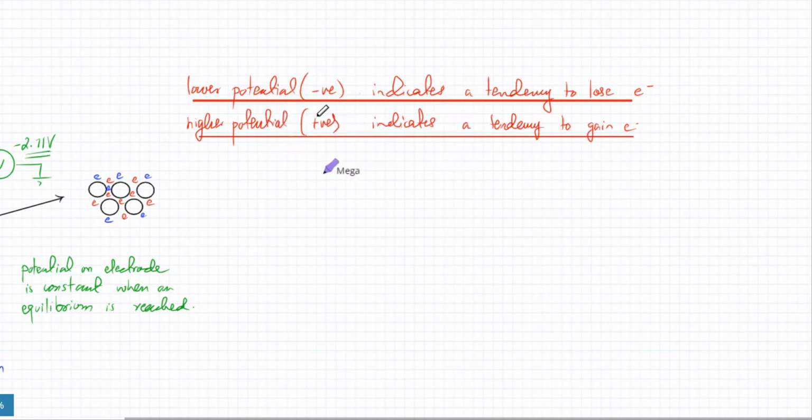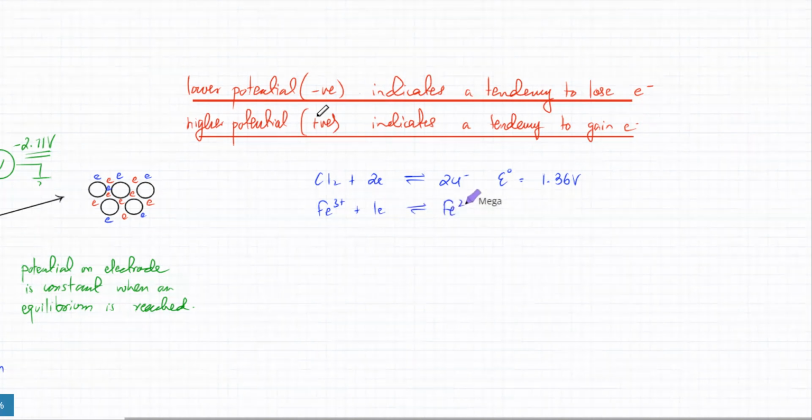For example, I've got two reactions. I've got Cl2 plus 2 electrons in equilibrium with 2Cl minus. And the electrode potentials are written as E naught. This value is 1.36 volts. And I have this other electrode, which we drew in the diagram, Fe3 plus plus 1 electron in equilibrium with Fe2 plus. And this E naught is 0 point.